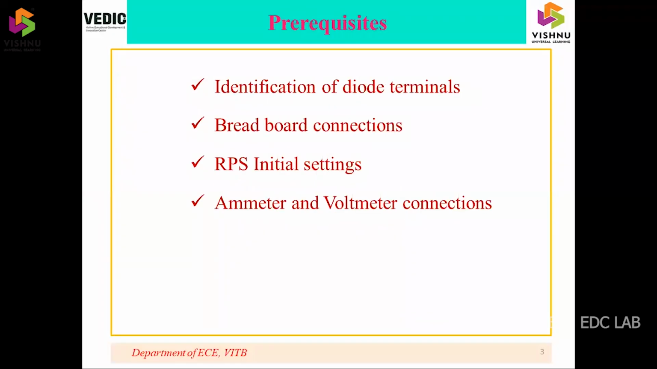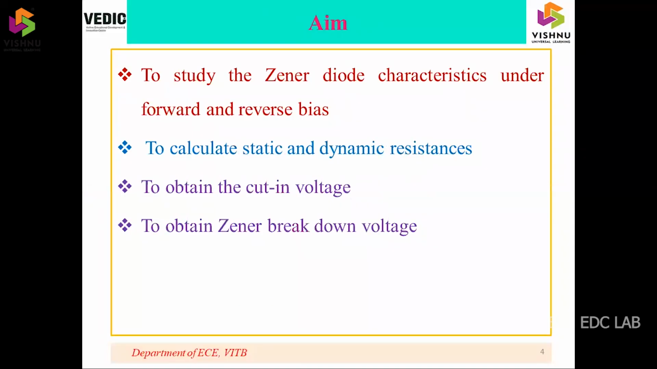And the prerequisites are identification of diode terminals, breadboard connections, RPS initial settings, ammeter and voltmeter connections. The aim of the experiment is to study the Zener diode characteristics under forward and reverse bias, to calculate static and dynamic resistances, to obtain the cut-in voltage, to obtain Zener breakdown voltage.